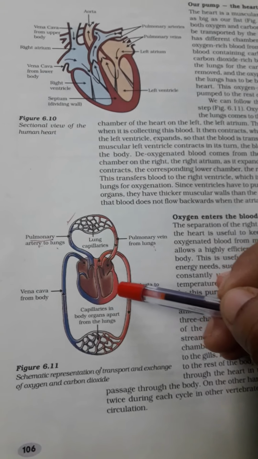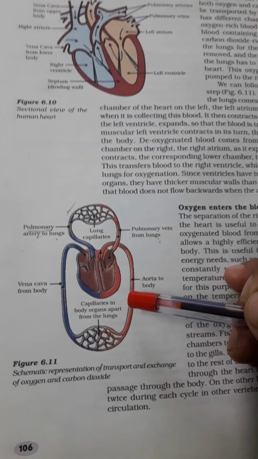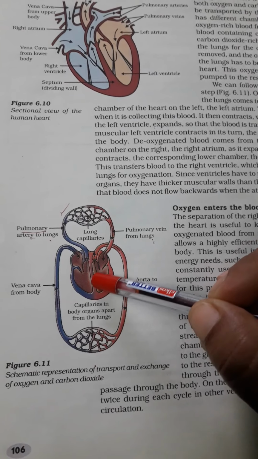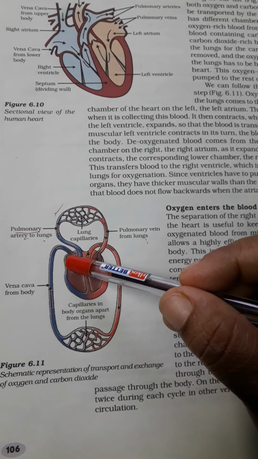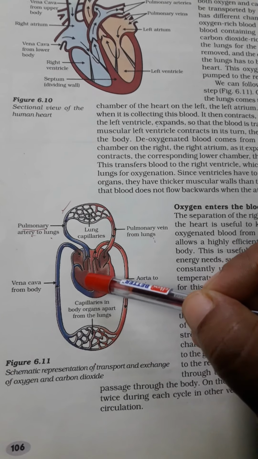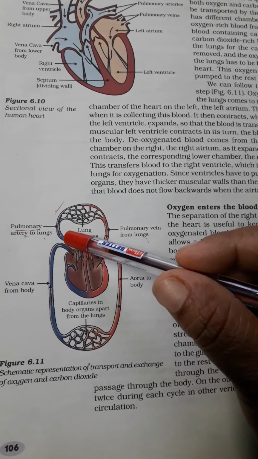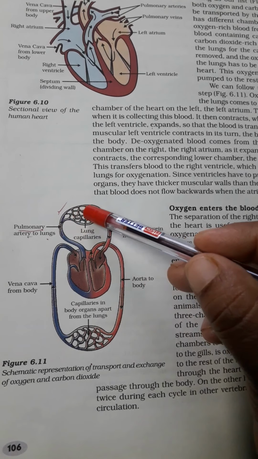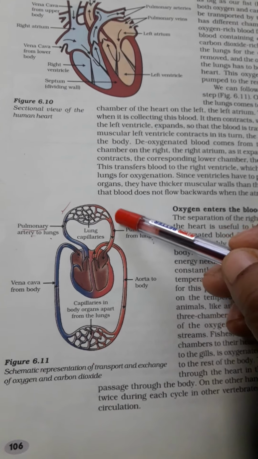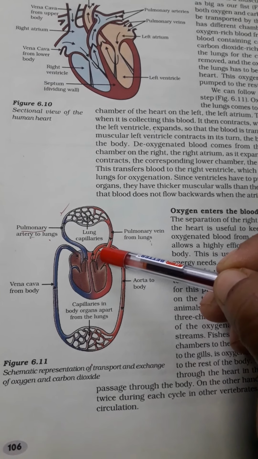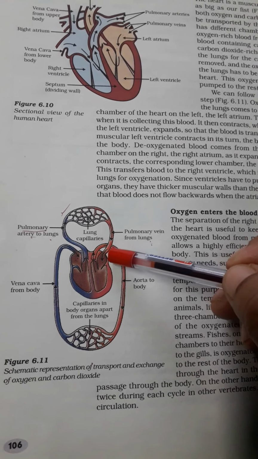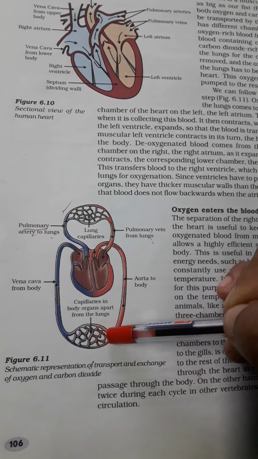Now, we will see the schematic representation of transport and exchange of oxygen and carbon dioxide. See, this is a heart. Here, on the right side of the heart, the vena cava brings the deoxygenated blood to the right side of the heart, and from here the pulmonary artery carries it to the lungs for the oxygenation. Here the exchange of gases takes place. After oxygenation, pulmonary veins bring back the oxygenated blood to the left side of our heart, and from here the aorta carries the oxygenated blood to different parts of our body.